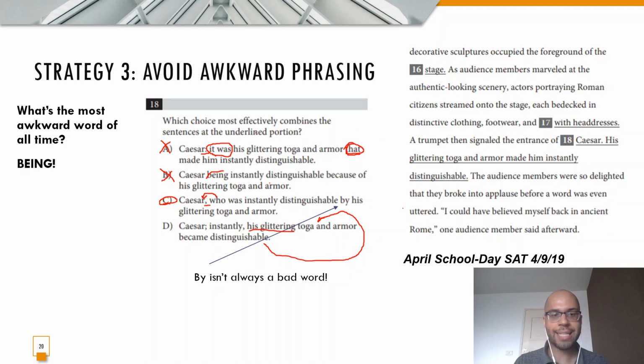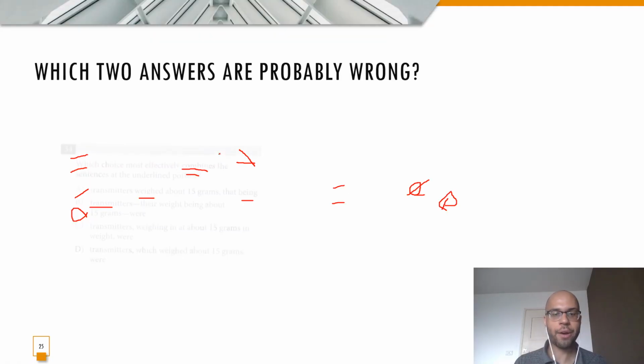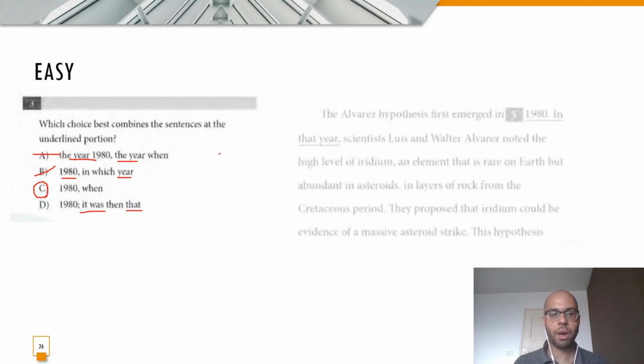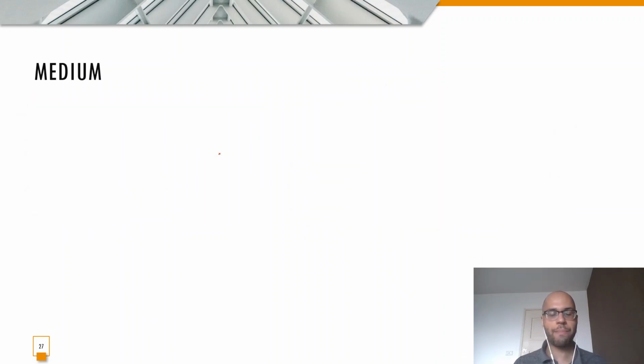Okay, it was that. Yeah, it was this, that. This is a passive pattern and it's not good. Notice that in answer choice A here. So I just wanted to point that out, to look out for that pattern. All right, let's look at a medium question now.